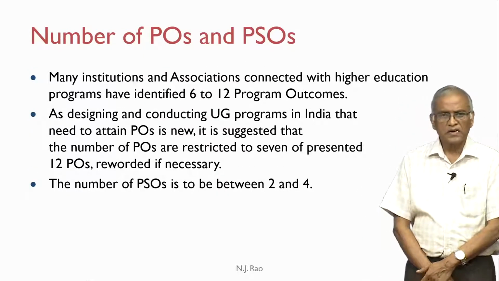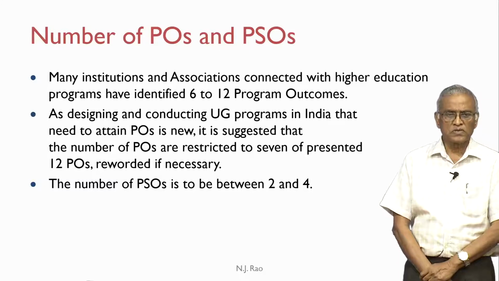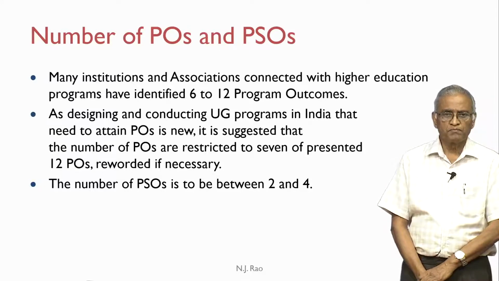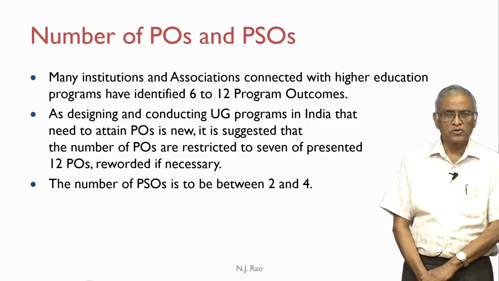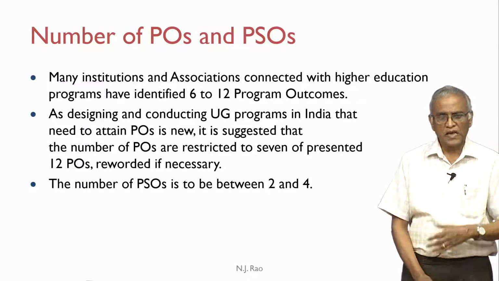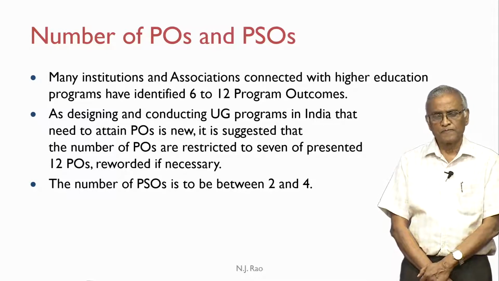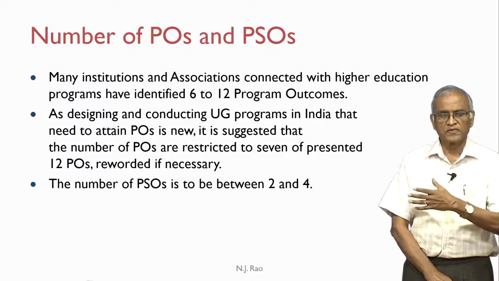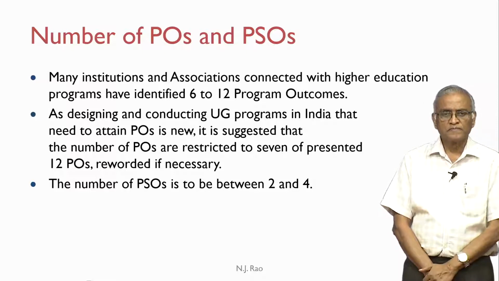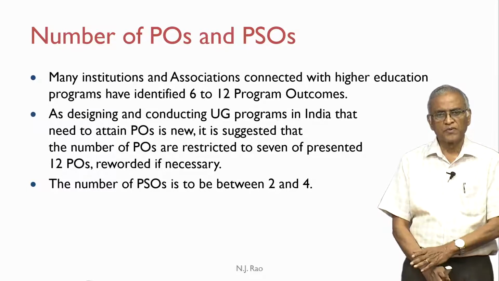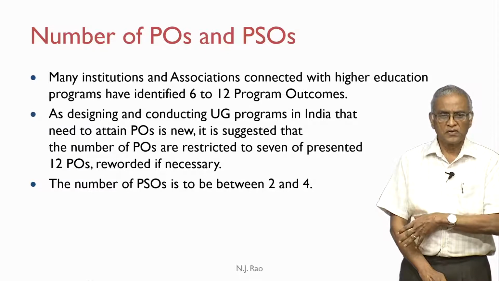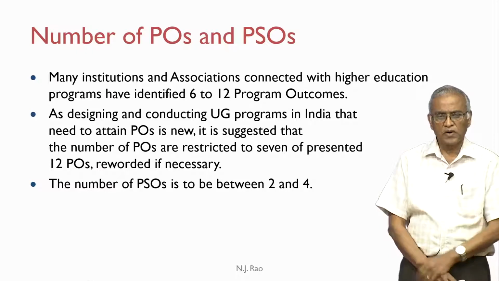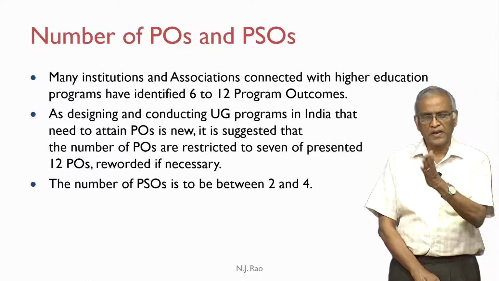And we look at the number of POs and PSOs. How many POs should you write? In the case of professional programs, as I said, the accrediting agency will write them, and you have to just accept them. Whereas here, many institutions and associations connected with higher education programs have identified something like 6 to 12 POs. If you look at the universities across the world and find out what kind of POs they are addressing, you will find anywhere from 6 to 12.